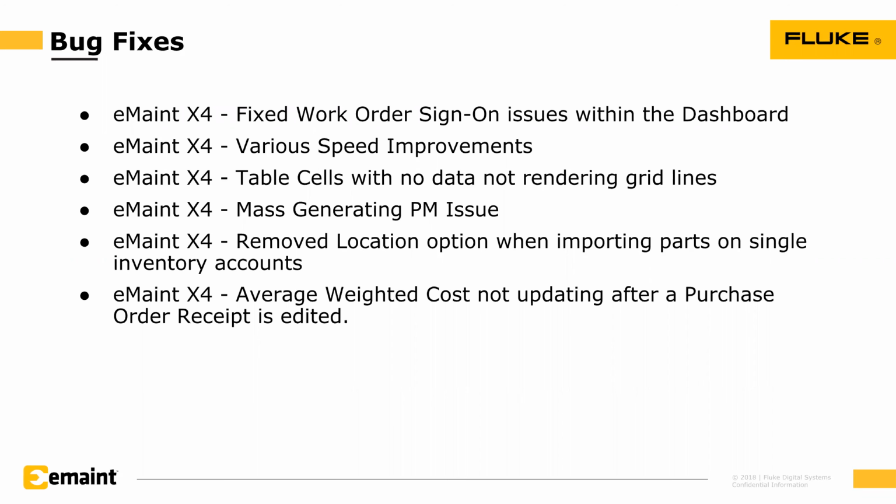And then the last update we made was based on accounts using the accounting method for average weighted costs. We noticed an issue where, when you were doing a purchase order receipt edit to the costs, the value was not updating in the history. So we've now made an improvement to allow that to occur.